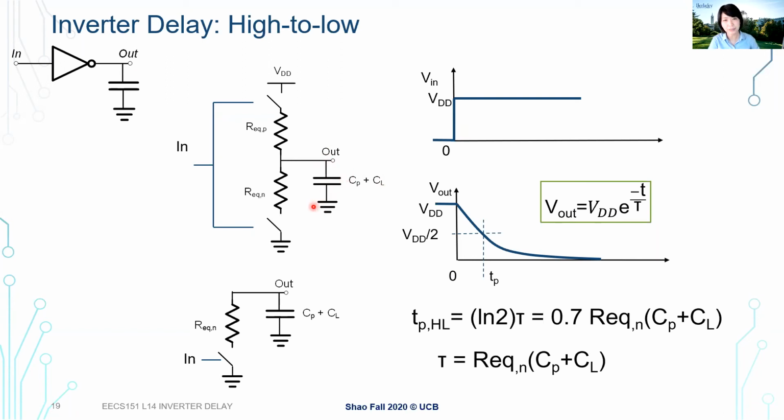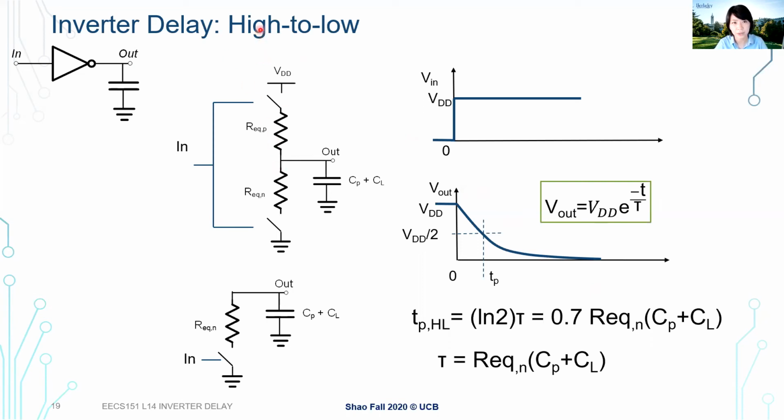So when we think about delay here, we are interested in the delay of a high to low transition. We talked about propagation delay early on, right? Propagation delay is measured from 50% to 50%, and there are 2 parts, either a low to high transition or a high to low transition. Let's start from our high to low transition.